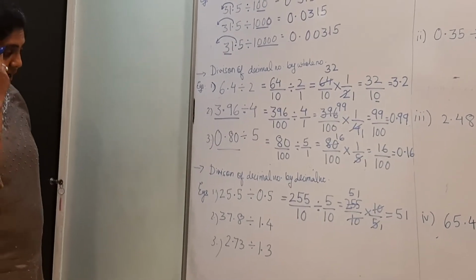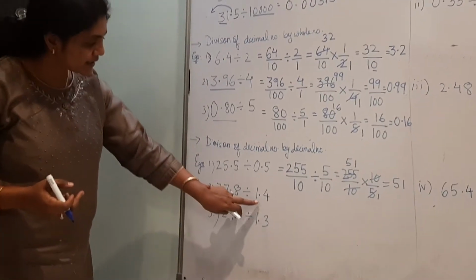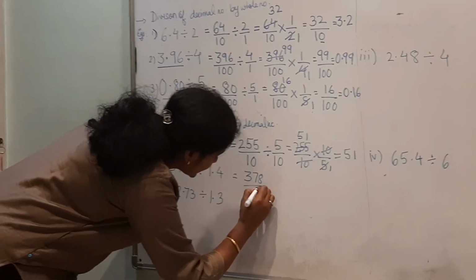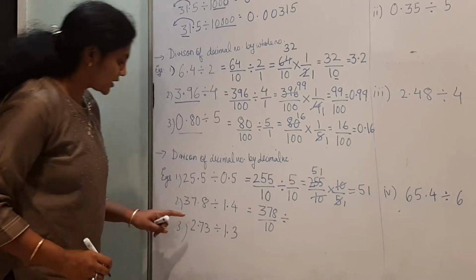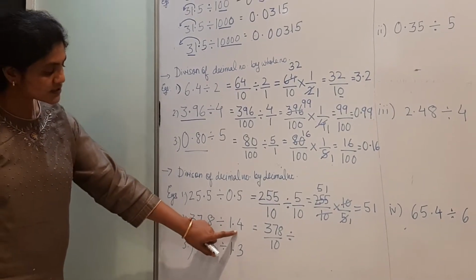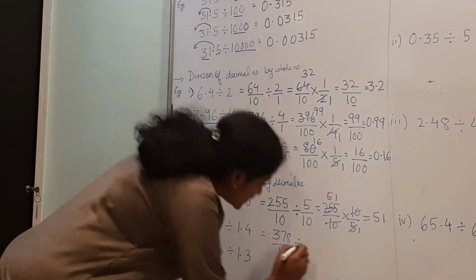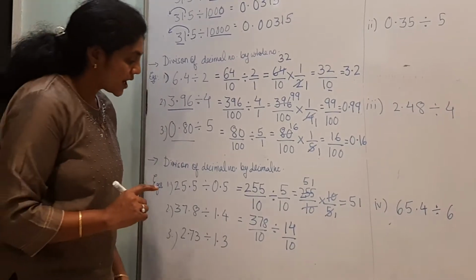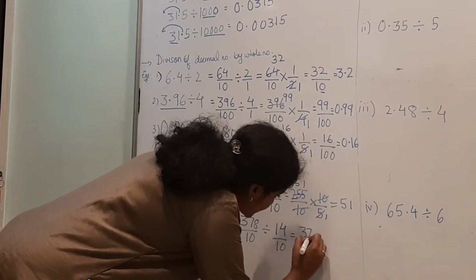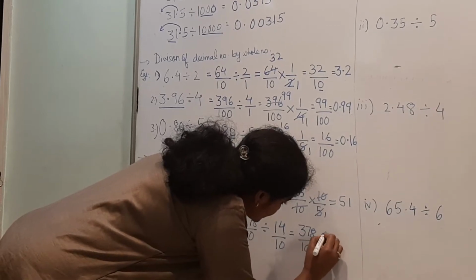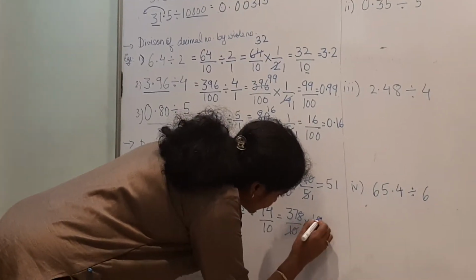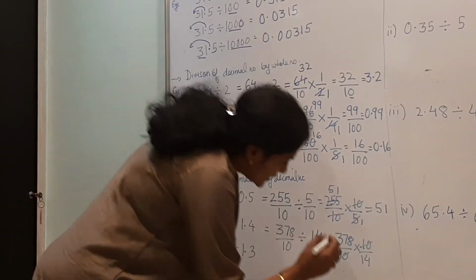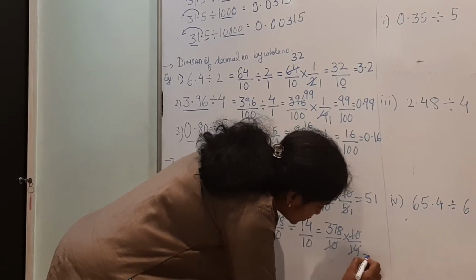Now second is 37.8 divided by 1.4. Again, you can write 378 divided by 10 for 37.8. Then 1.4, you can write as 14 by 10. Now the first fraction will remain as it is, multiplied by 10 by 14. So will it go by 14? We will check, or directly do it by 2.